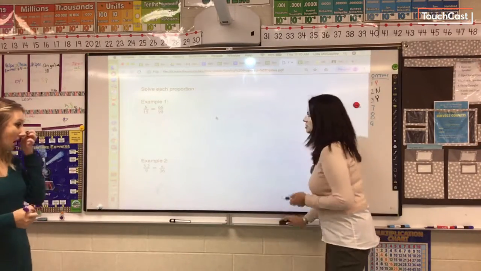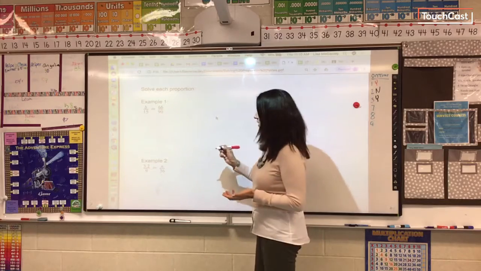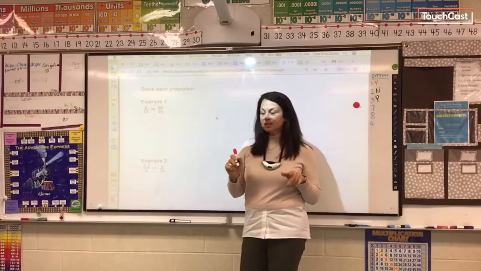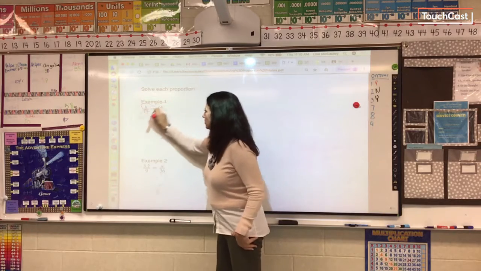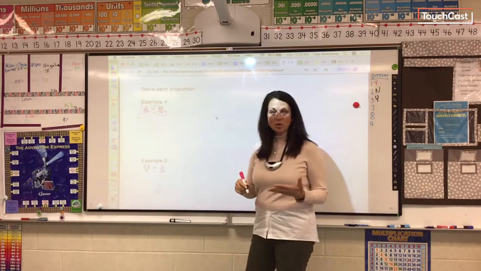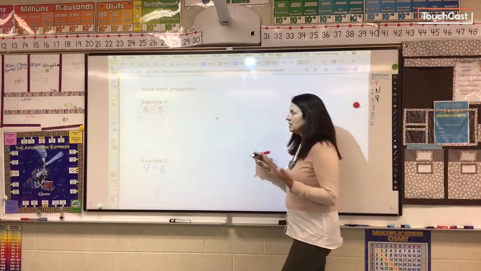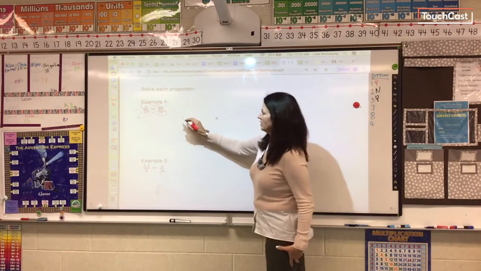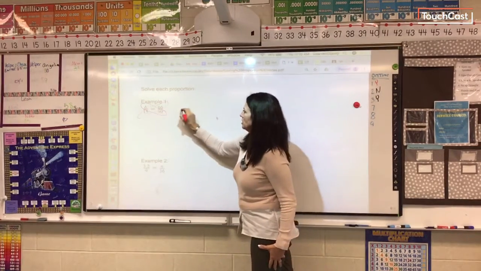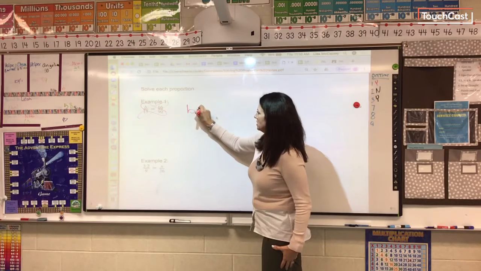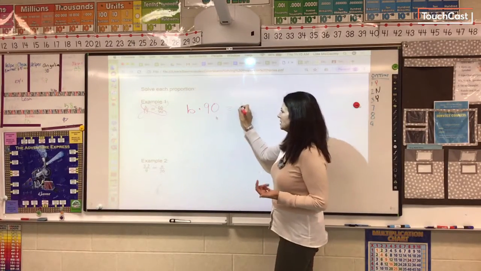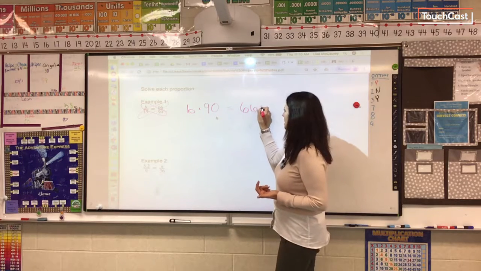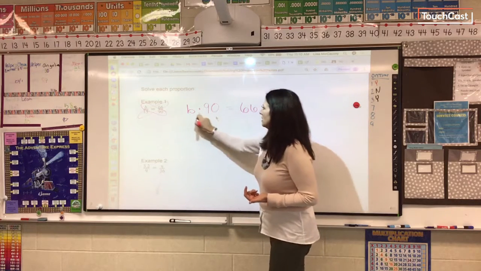Perfect. And just like with anything else, you guys can use a calculator. But a couple of things that we're going to require is that you show your work, okay? You need to show an equation and your variable. So in this case, we say cross products are equal. So that means B times 90, or 90B, whatever you want to say, is equal to 66 times 15, okay?